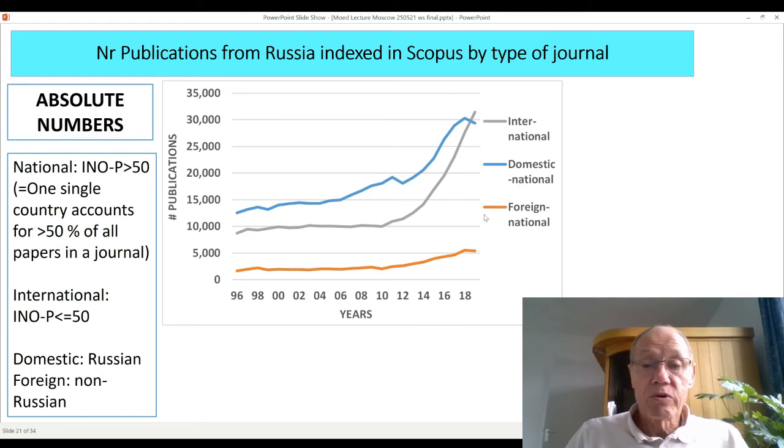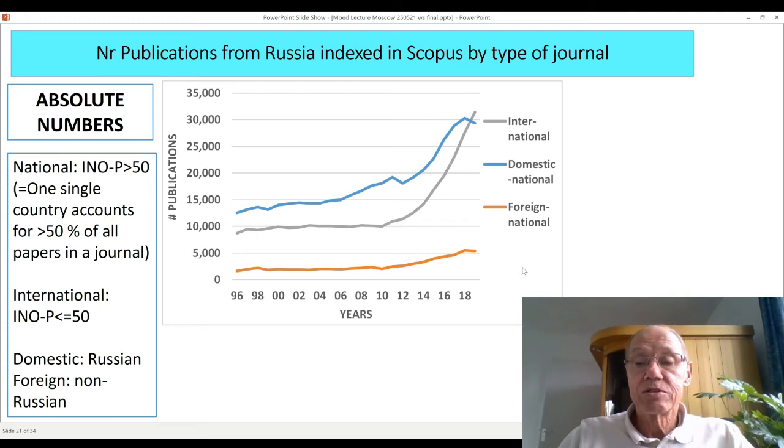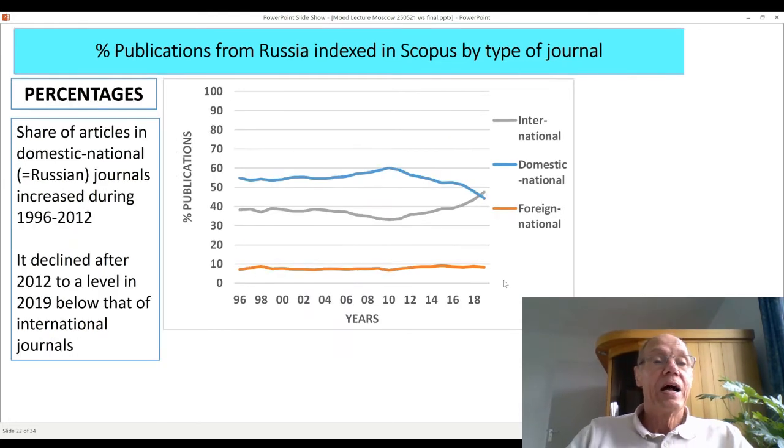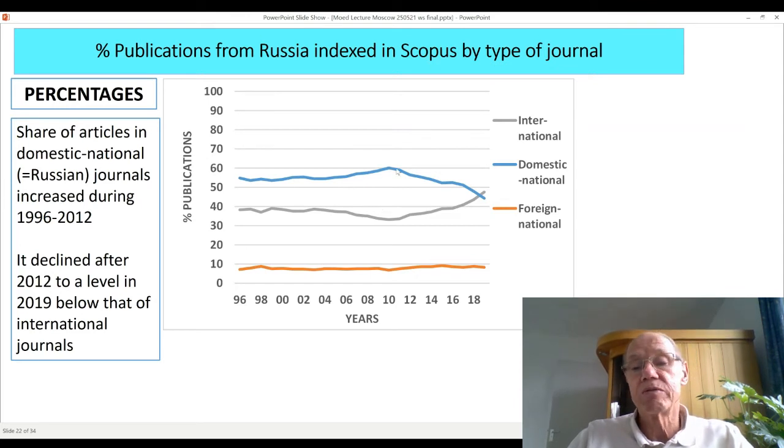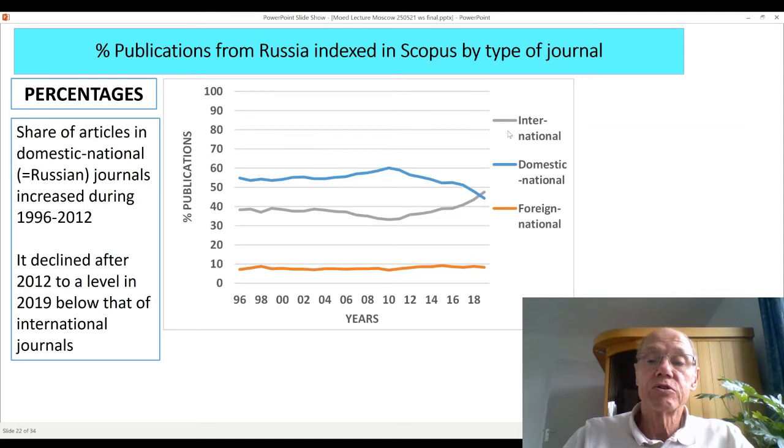And this gives an impression of the absolute numbers. Perhaps it is more informative to look at percentages. And that is taking place in the current slide. And here we see actually that up until 2012 or so, the percentage of papers in domestic, that is Russian national journals, actually increased. But after 2012, it declined and reached in 2019 a level below that of the percentage of papers in international journals.